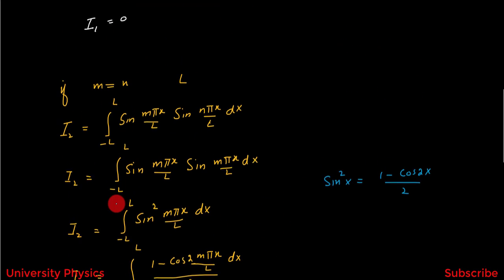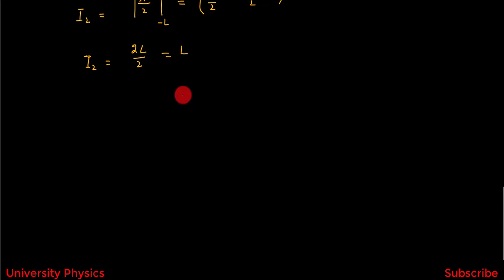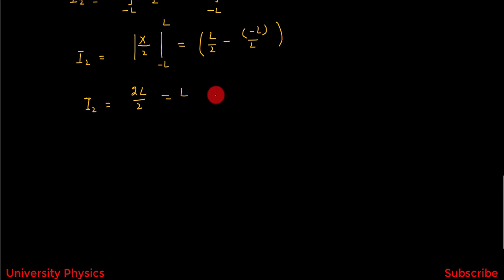We have considered that this integration is equal to I2 and I2 is equal to L. So the given integration is equal to L if we consider that m is equal to n, and if m is not equal to n then the given integration is equal to 0. So this is something about this integration. The result of this integration will be used in the coming lectures. Thank you.